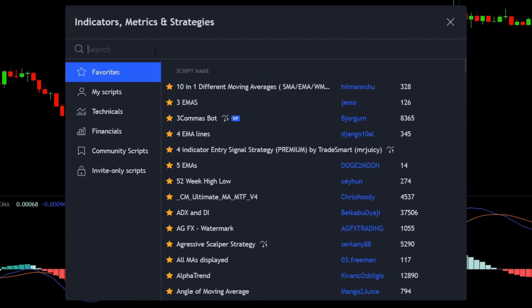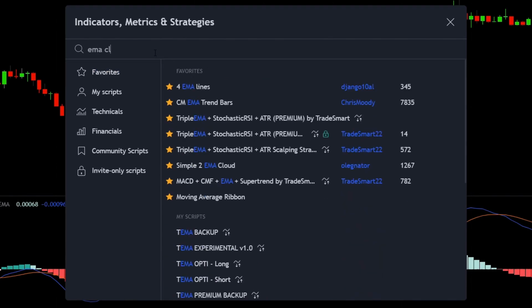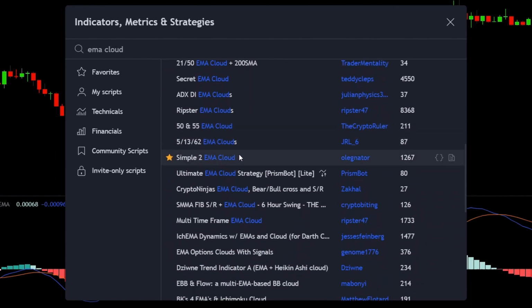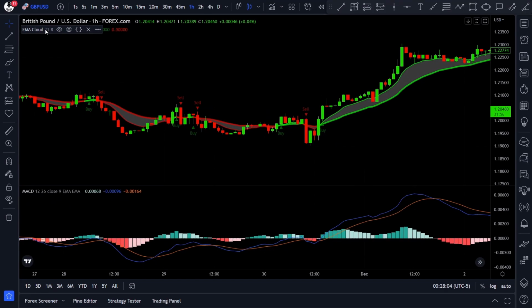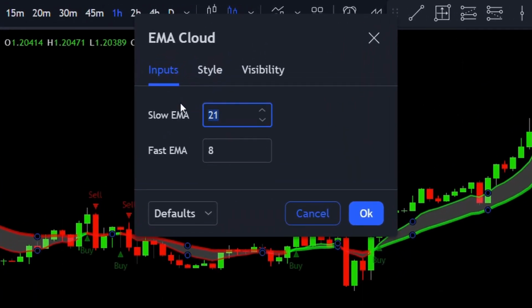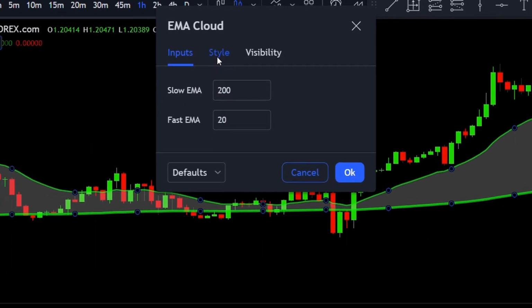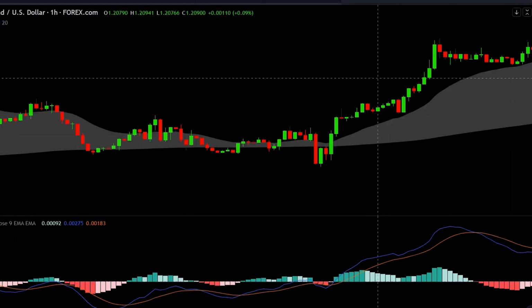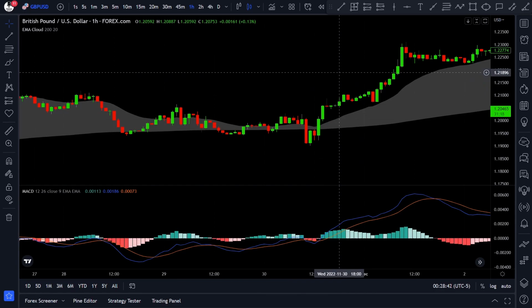After that, we will only need one more indicator, which is going to be the EMA cloud. So type in EMA cloud, scroll down a bit, and click on this one. Now let's modify the EMA cloud settings. Go into the Inputs tab, set the slow to 200 and the fast to 20. Go into the Styles tab and untick everything except the plots background. And with that we have all the indicators set up for this strategy.